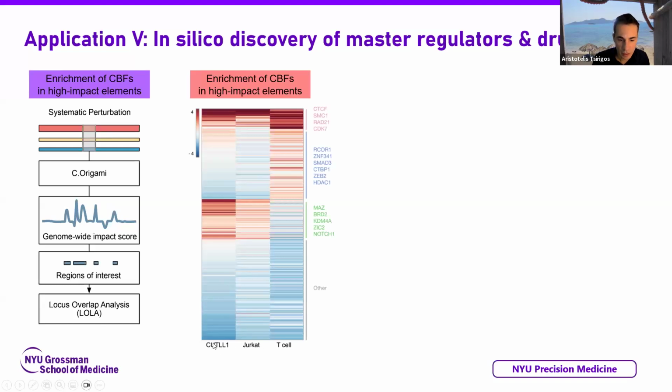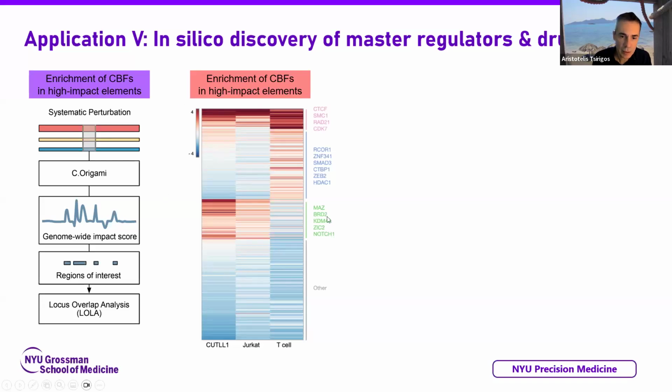So here I'm just showing 3 cell types, so 2 leukemia cell lines and healthy T cells. But you can imagine that if you have access to ATAC sequencing data and DNA sequence data, you could do that on every cell type, on every data set you have. And what this will give you is really a map of master regulators, so chromatin binding factors, that are enriched in certain elements that are highly impactful for chromatin organization. The high impact coming from the in silico perturbation experiments.